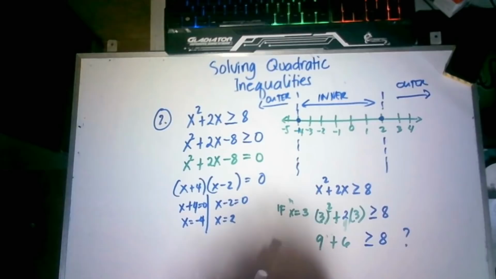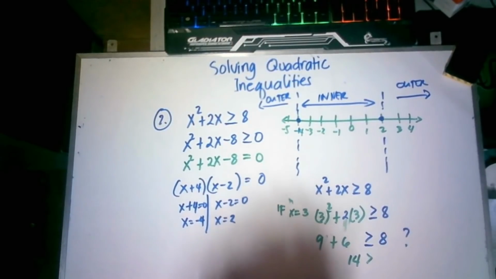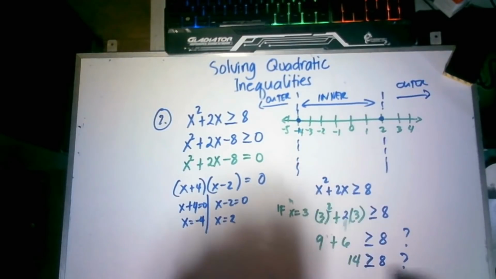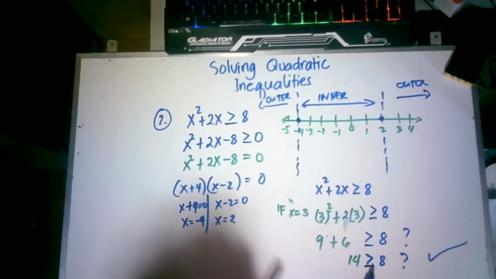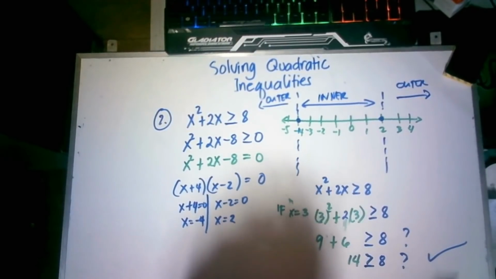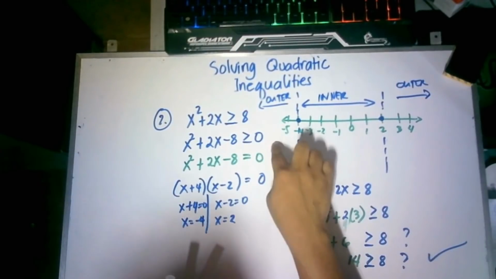Let us solve. What is 9 plus 6? 9 plus 6 is 15... 14. Is it greater than or equal to 8? Yes, of course, it is greater. So this is correct. It is not equal to 8, but it is greater, so it qualifies as part of the solution set. Let us try another outer value here.